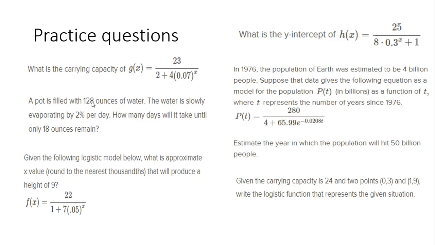A pot is filled with 128 ounces of water. The water is slowly evaporating by 2% per day. How many days will it take until only 18 ounces remain? You don't look at this function. Think about the logistic function. This is only for a separate question. How will you design the logistic function here?